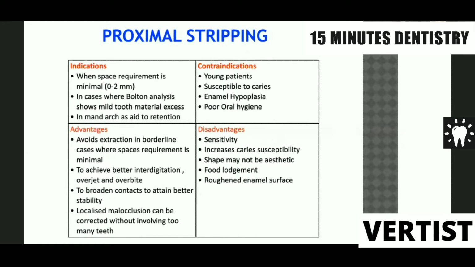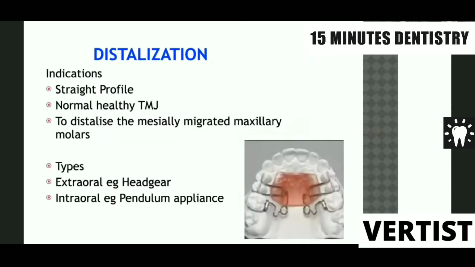Now, the advantages of proximal stripping: it avoids extraction in borderline cases, it helps to achieve a better interdigitation, it helps to broaden the contact to attain a better stability of our treatment results, and localized malocclusion can be corrected. The disadvantages: you may get sensitivity because of interproximal reduction, and caries susceptibility in cases where the patient is not able to maintain good oral hygiene. Sometimes if you have not done your proximal reduction properly, you may have food lodgement or a roughened enamel surface.